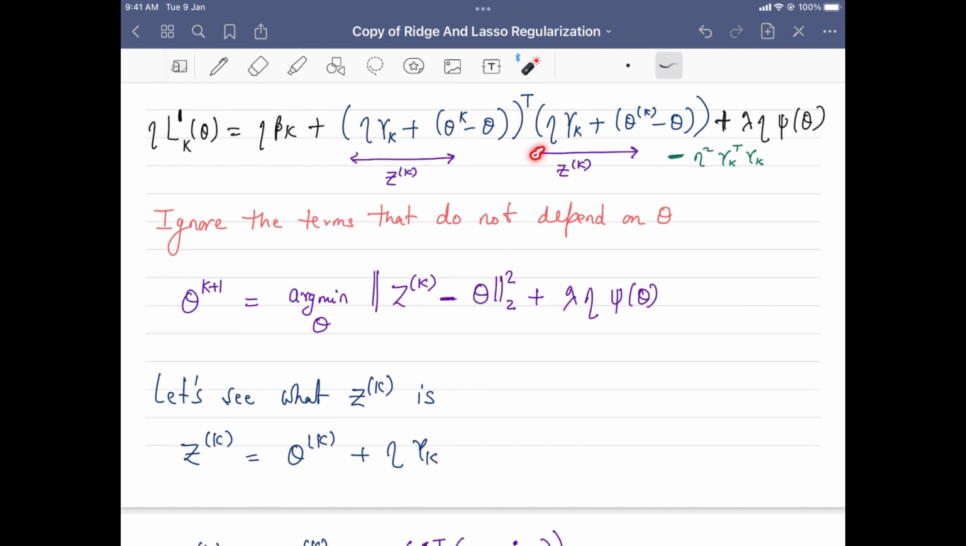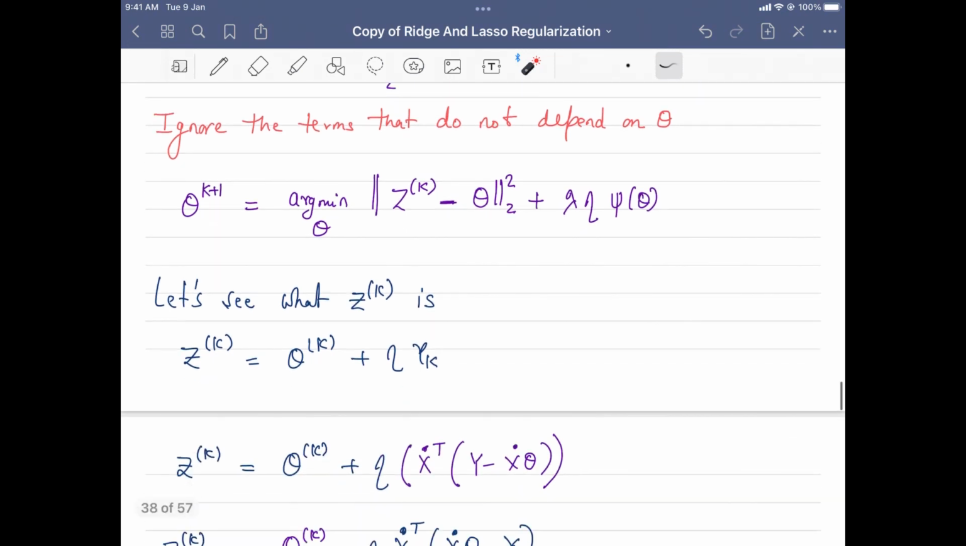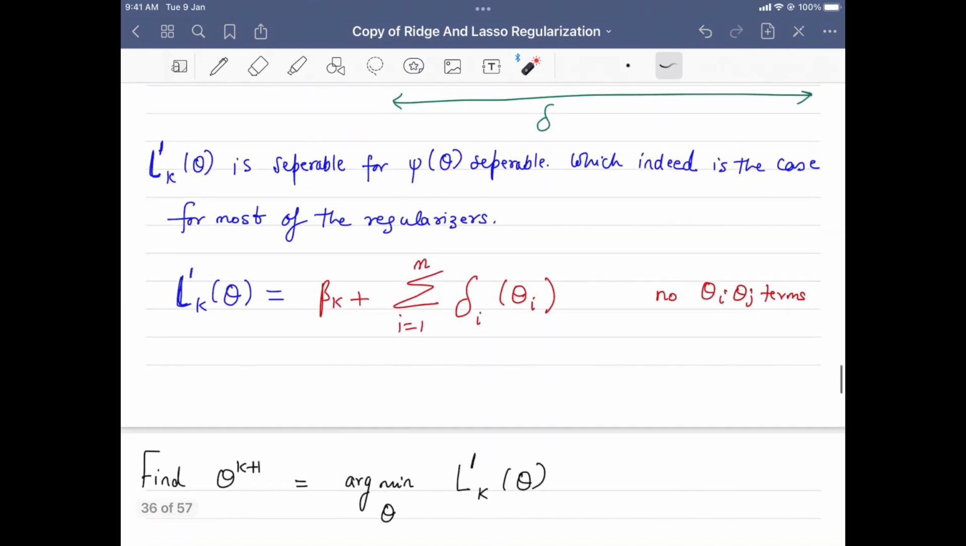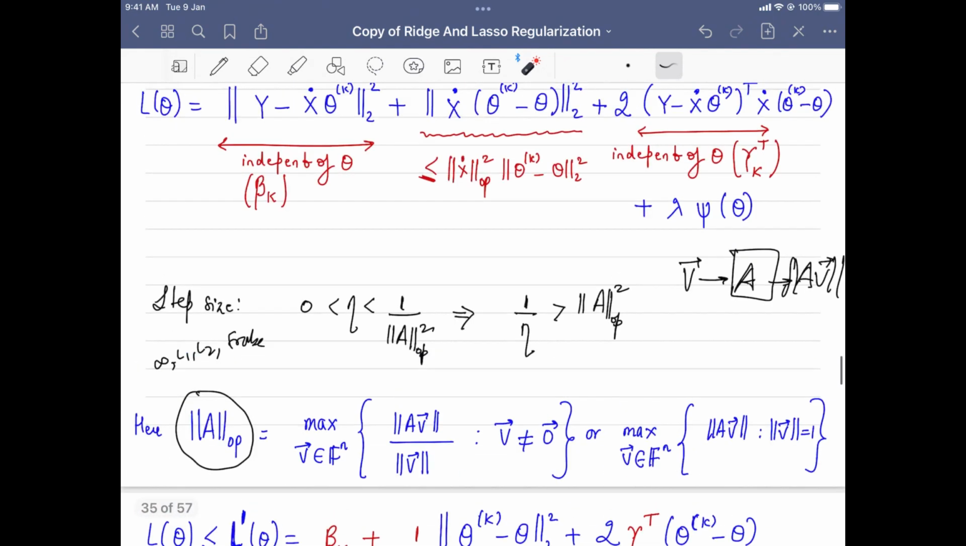We replace zk by this expression. So I'm just trying to show you what zk is trying to do. So zk is theta k plus eta times gamma k. This is what this expression tells you. And we know what gamma k is. Gamma k we already saw. We replaced gamma k here.